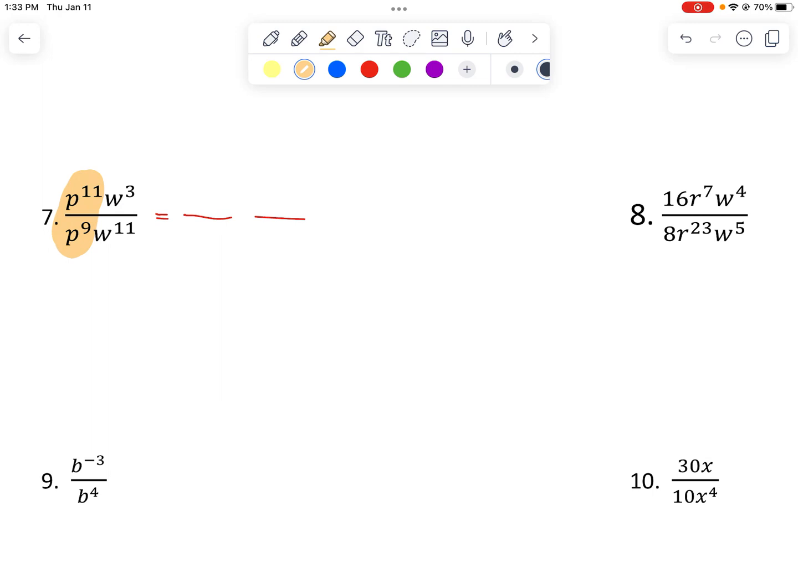So with my first variable, where do I have more? I have more in the numerator. So my answer is going to go in the numerator. 11 minus 9 is 2.